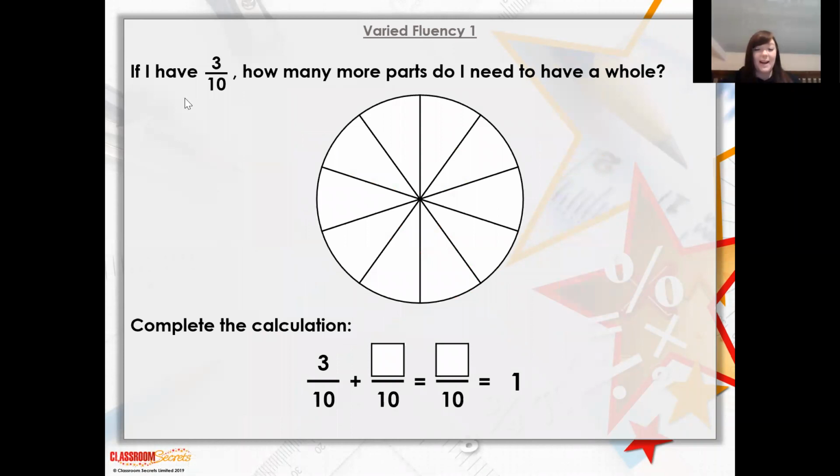Okay, so now we're going to look at fractions greater than 1. So here, if I have 3/10, how many more parts do I need to have a whole? So if I colour in 3/10, and then I count how many I have left, I know that I needed 7 more tenths there. So I had 3/10 in the blue, then I needed 7 more tenths, and that would make my whole. Now my whole would then be 10 out of the 10 parts coloured in, and that would equal 1 whole.